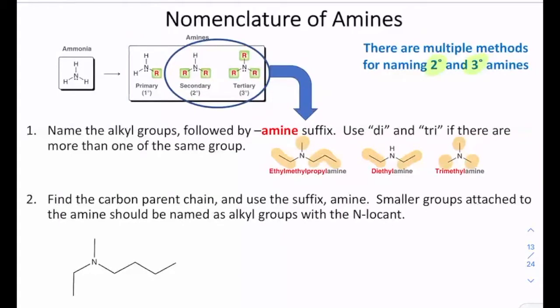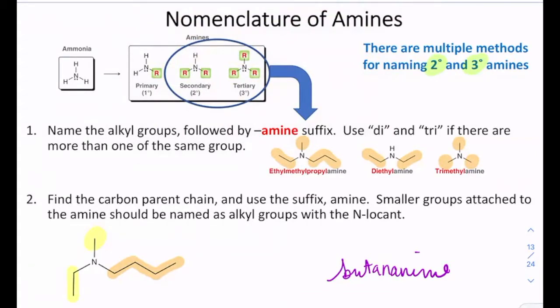And these are more the common names. If it gets more complicated than that, then we are going to have to identify the longest carbon chain that's on the nitrogen, and that's going to be our parent. And so in this case, that is butanamine. And then if we name our substituents, and our substituents are a methyl and an ethyl, and so we have a methyl and an ethyl.